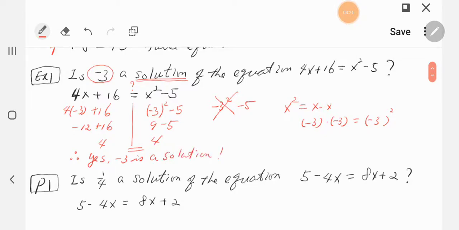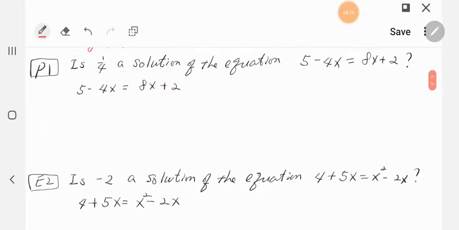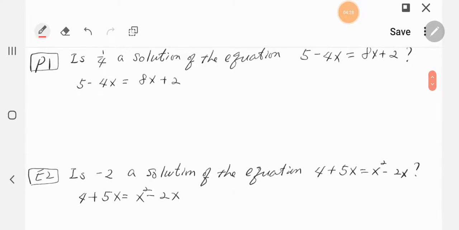Okay. All right, problem 1. Okay, why don't you do this? Pause it and complete this. Okay, good.